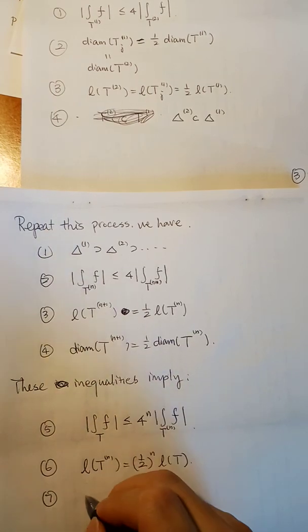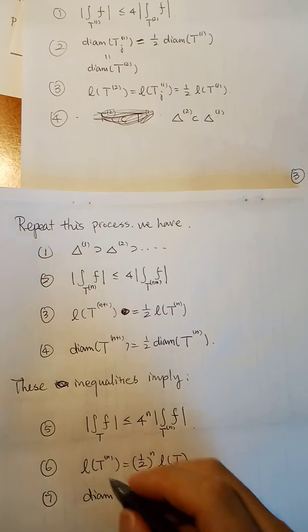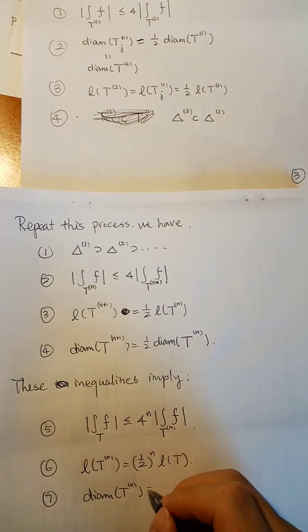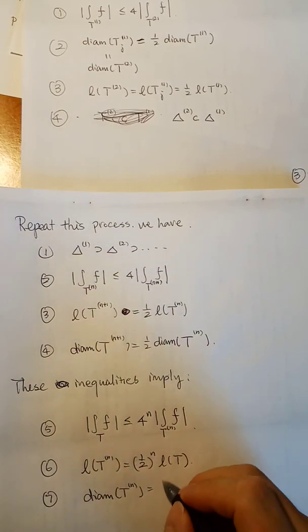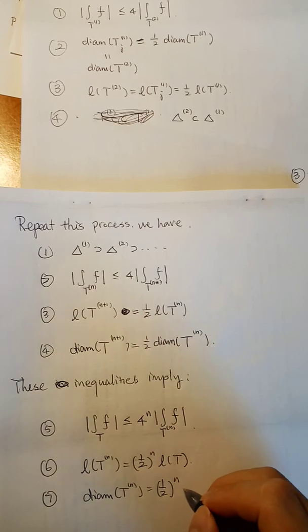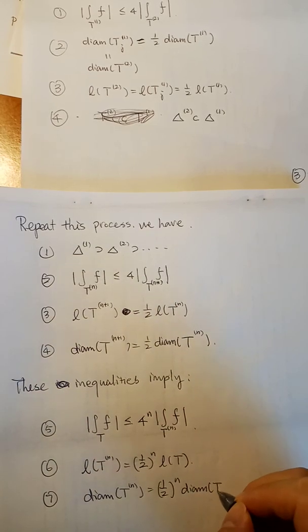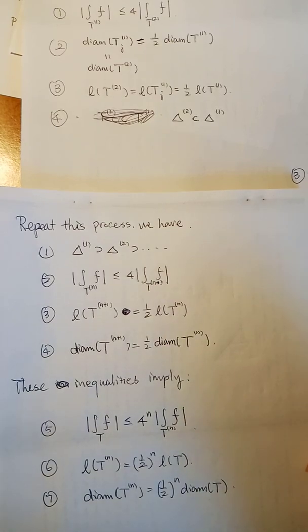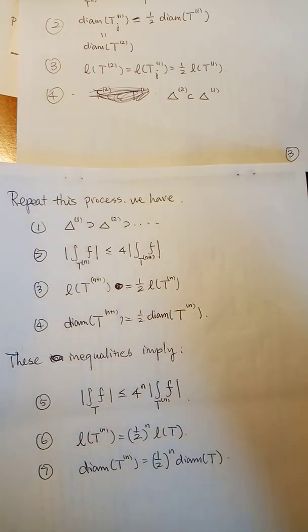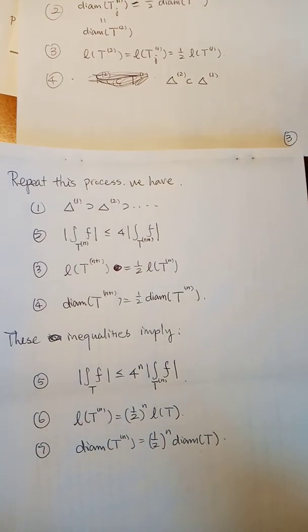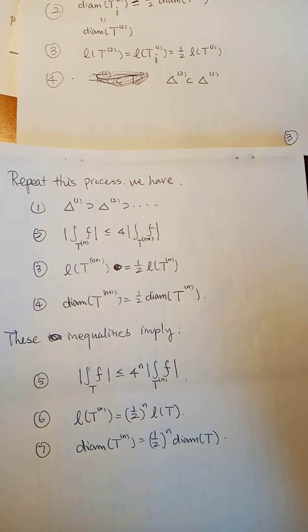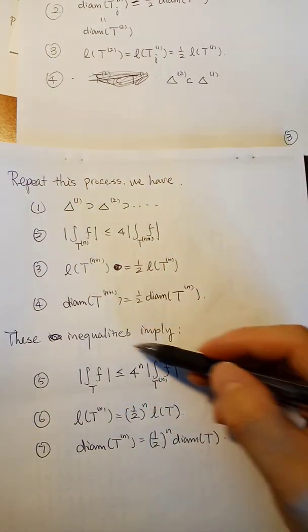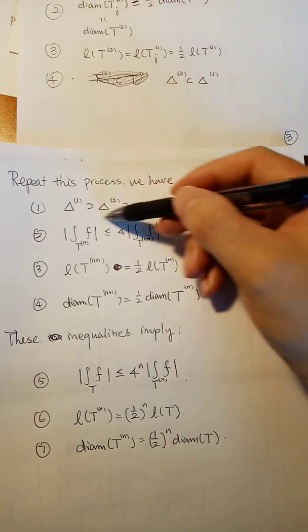And the diameter of T to the n is 1/2 to the n times the diameter of T. Diameter of T, diameter of delta, there's no difference. Okay? So these 3 are the corollary of the last 3 parts.